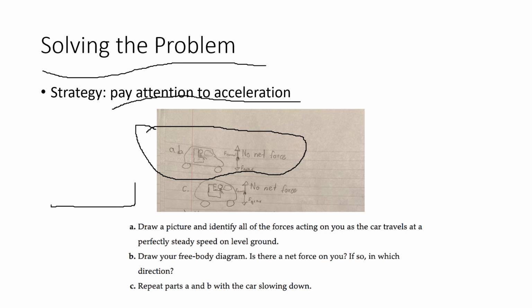This time the car is decelerating, or slowing down. In this situation, the car is slowing down, but you aren't. So you keep your inertia and keep moving while the car is slowing down. That's why you feel like you fly forward, even though you're not.